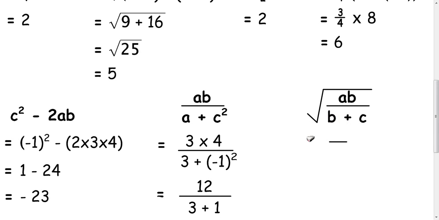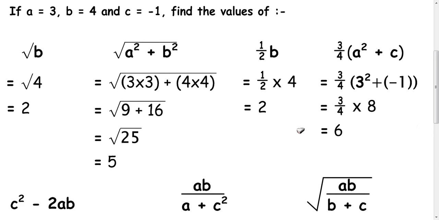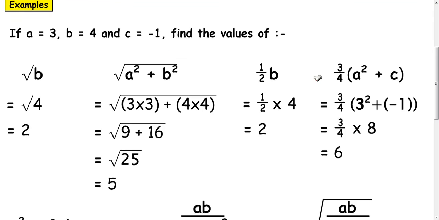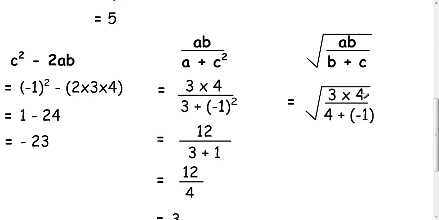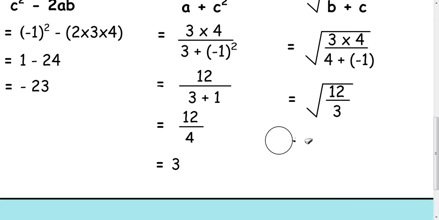Okay, so AB is the same as before. It's going to be 3 times 4. I'll leave my square root sign in. And I've got B plus C, so that's 4 add negative 1. So the top line comes to 12 and the bottom line 4 add negative 1 is just 4 take away 1, so that's 3, so 12 over 3. So the square root of 12 divided by 3. I'm going to do this bit first and then square root to finish. So 12 divided by 3 is 4, and the square root of 4, what times what makes 4? The same number, and it's 2.